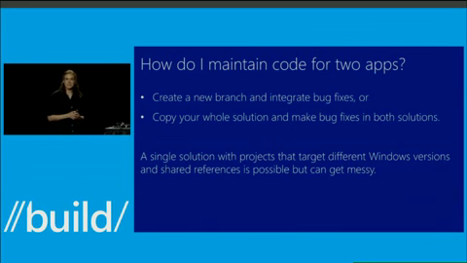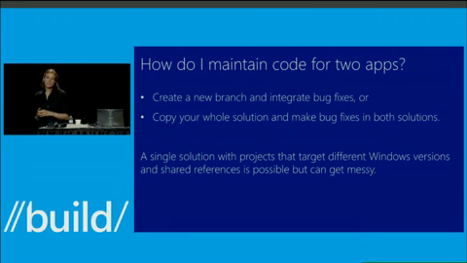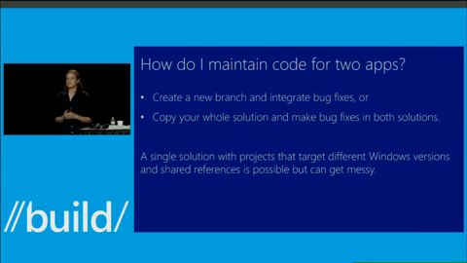So engineering questions. If I have two applications, my Windows 8 application and my Windows 8.1 application, how do I maintain those code bases? Well, for a lot of you, you already know the answer to this question. If you use source code control, then chances are you already know you're going to create a new branch, and you're going to have your Windows 8 branch and your Windows 8.1 branch. And if you have bug fixes that need to go into both, then you'll just integrate them across. And this is how Microsoft handles this particular question.